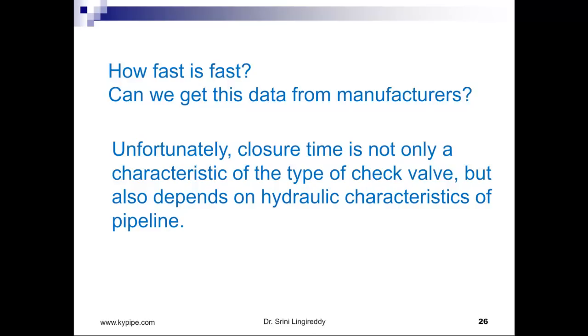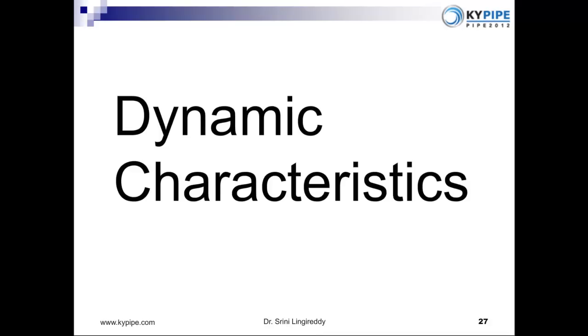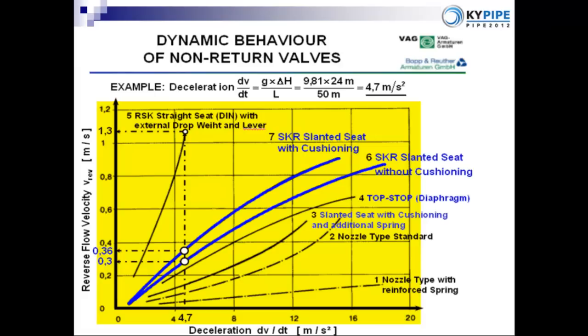So the manufacturers have been diligently working with research institutes to characterize their check valves, and some of the research has resulted in characteristic curves like this. Many manufacturers now provide this type of data, which is graphs relating deceleration to reverse flow velocity. What exactly does it mean? Let me see if I have an illustration here.